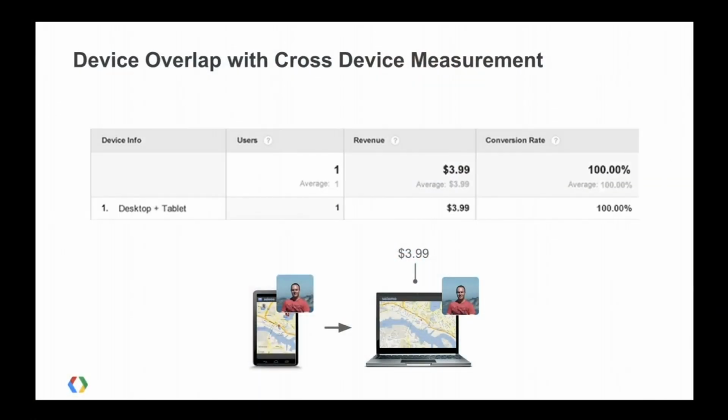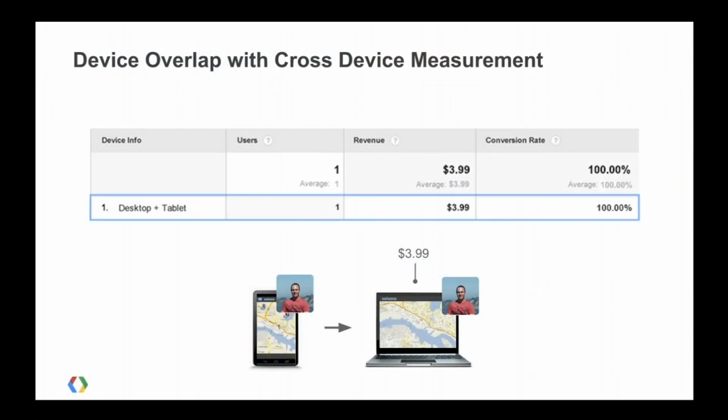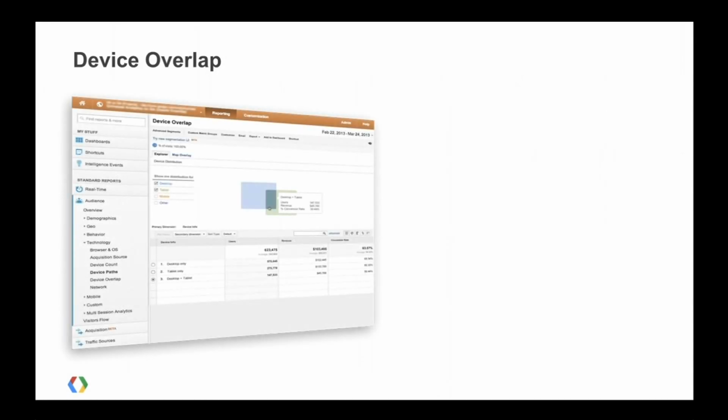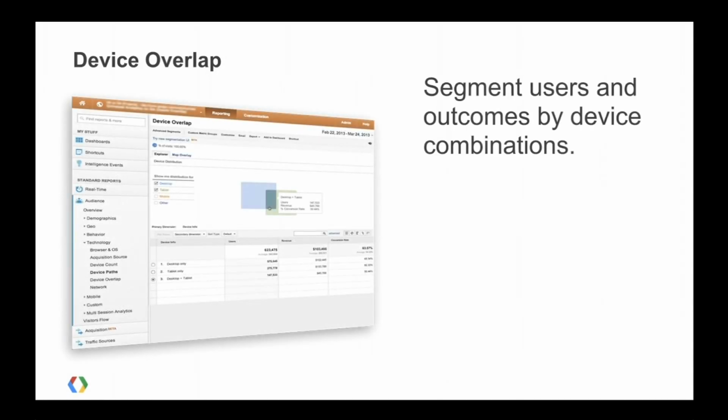Now let's do this again with user ID and cross-device measurement. It's actually Pete. So Pete's actually signed in now, and I'm sending Pete's user ID. Now with the new device overlap report, look at the difference. We're able to say you actually had just one user. They used a combination of desktop and tablet, which is actually what happened. And that combination of desktop and tablet led to $3.99 in revenue. So if somebody asks you what's the value of tablet, you can say, well, this is great. Actually, in combination with desktop, it produced $3.99 in revenue. So that's the device overlap report. It allows you to segment users and outcomes by device combinations.